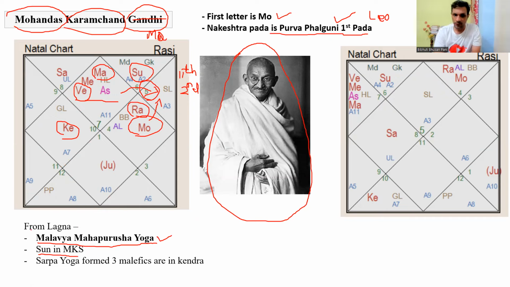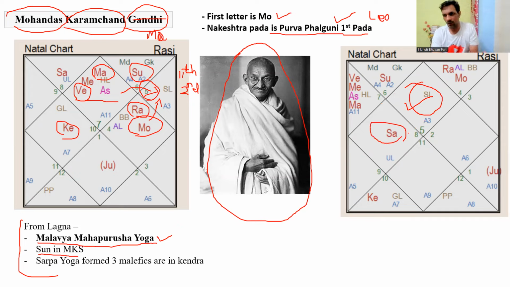Okay, so let us analyze from its Janma Rashi, Nama Rashi. As per Mahatma Gandhi's name, Mohandas Karamchand Gandhi, his Nama Rashi is Leo sign. You will find all the Kendra houses are empty. Only Saturn is there in the Kendra houses, so it actually breaks the Sarpa Yoga. So from Nama Rashi, no Sarpa Yoga is being formed.